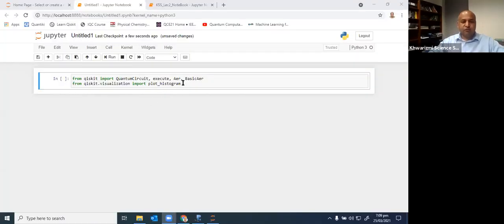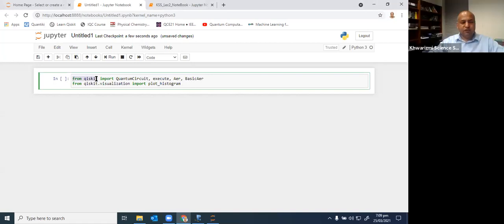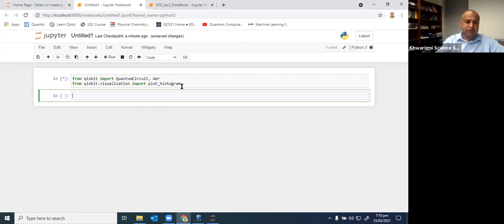All right, okay. So here is the new notebook that I have created. So let's start from the simple command: from Qiskit, import QuantumCircuit. This execute I will not need. This Aer I will need. This Aer is a package that runs different quantum circuits. And then from visualization, I'm importing this plot_histogram. So this is running.